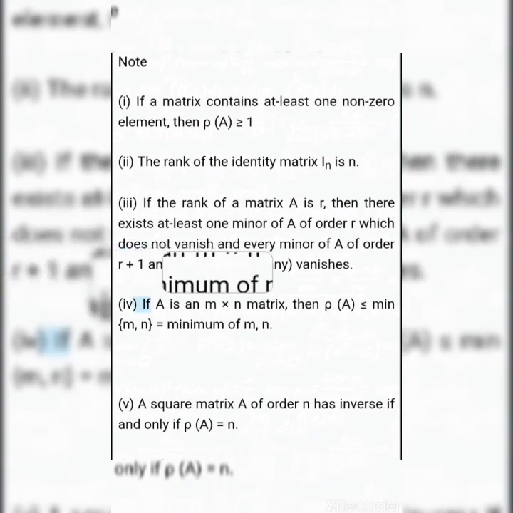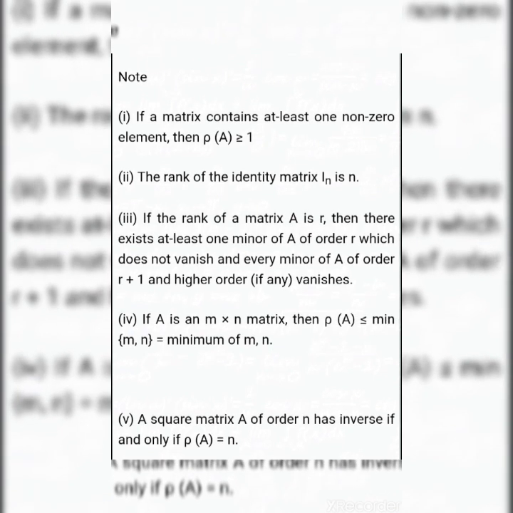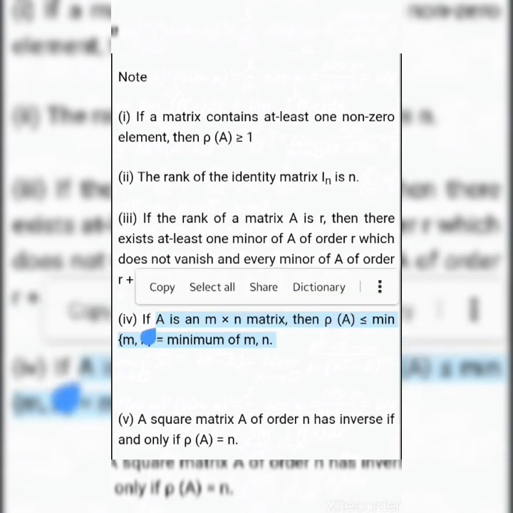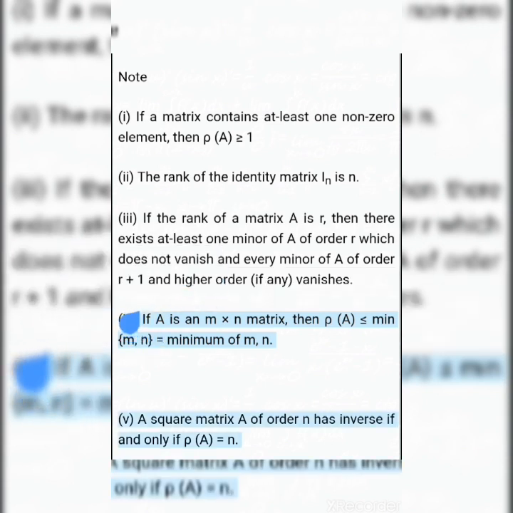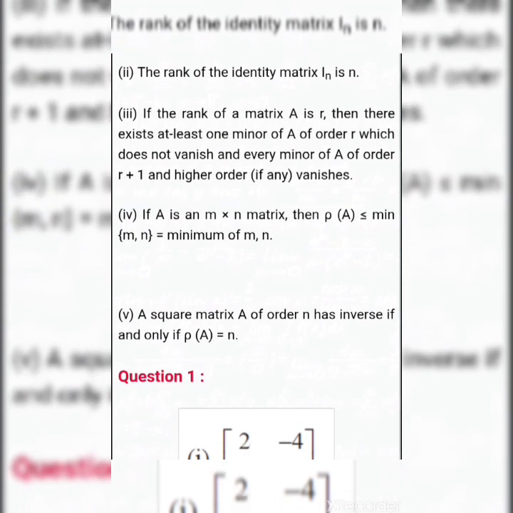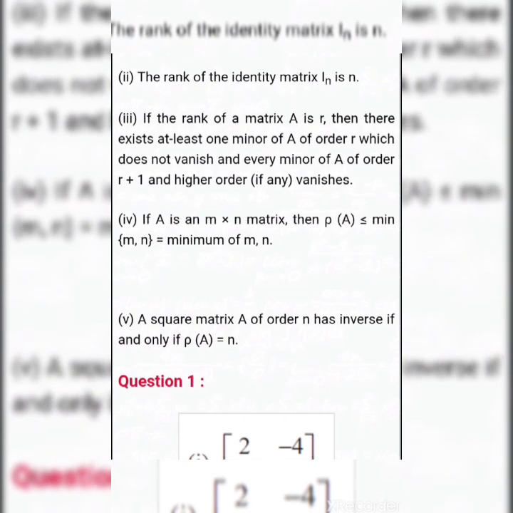Fourth point, if A is an m by n matrix, then rank of A is less than or equal to minimum of m comma n. Fifth point, a square matrix of order n has rank n if and only if the determinant of A is non-zero, that is rank of A equal to n.